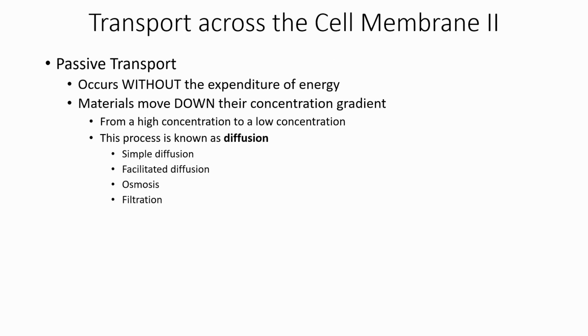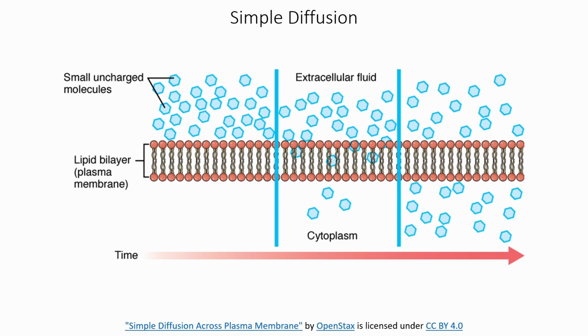So like I said, passive transport, we do not need to use energy for this to happen, so we're moving down the concentration gradient. We're going with the flow from high to low. This is also known as diffusion, and there's a few different breakdowns within diffusion. We have simple diffusion, facilitated diffusion, osmosis, and filtration. So let's talk about simple diffusion first.